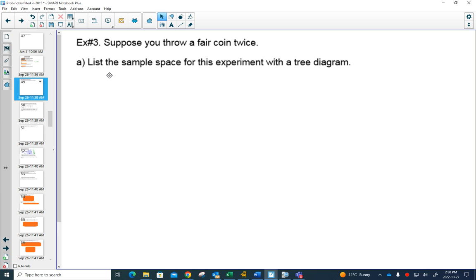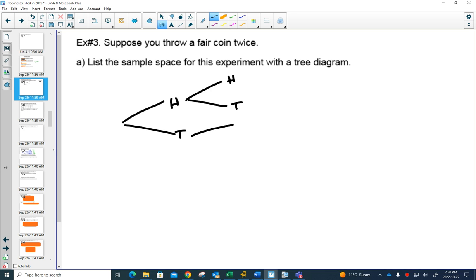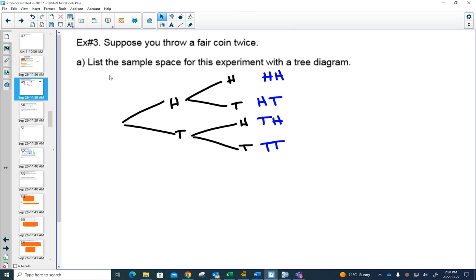So, flipping a coin twice. It's pretty straightforward. You could get heads or tails, and then heads or tails, heads or tails. And if I was writing out the possibilities, this would be the sample space. There's 4 things that could happen.